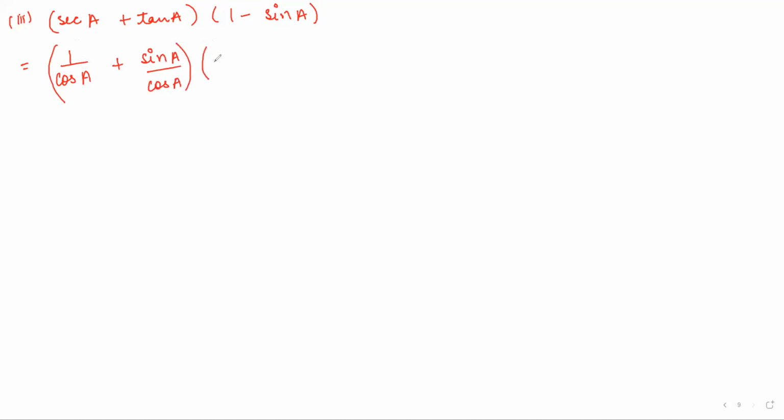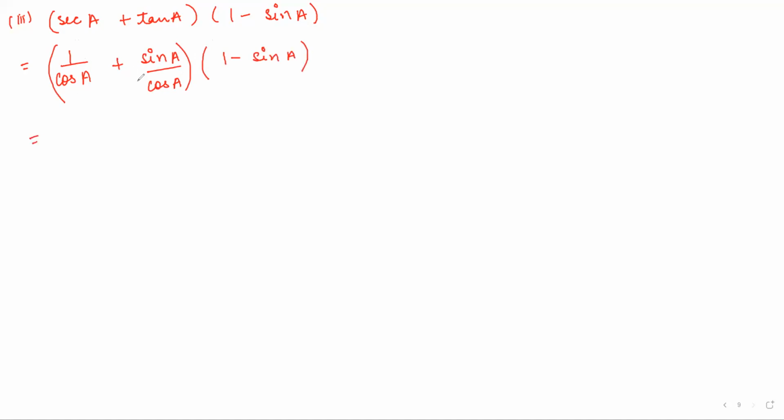Third part is (sec A plus tan A) into (1 minus sine A). See, this is easy. It's not very difficult. Now you convert everything in sine and cos first of all. So sec A is 1 upon cos A, correct? Plus tan A is sine A by cos A. So you have to remember the ratios, relations, that's it. Then you can do calculations. Then 1 minus sine of A, right?